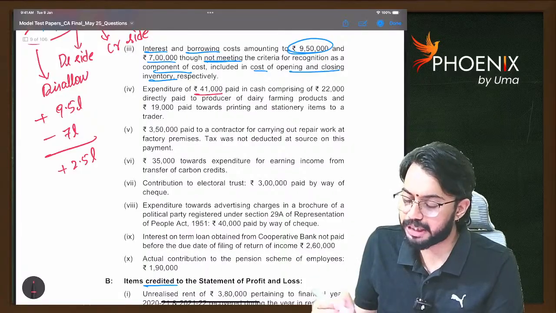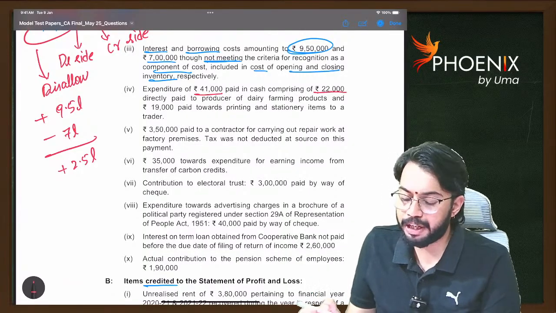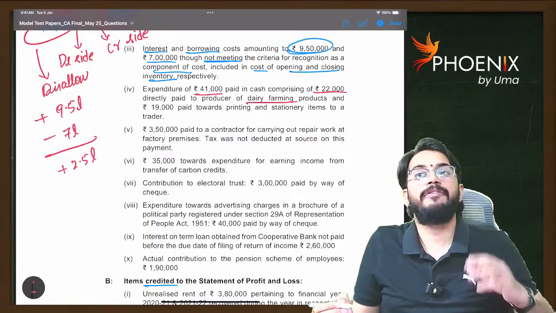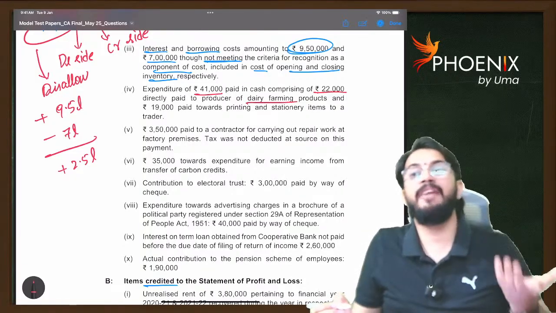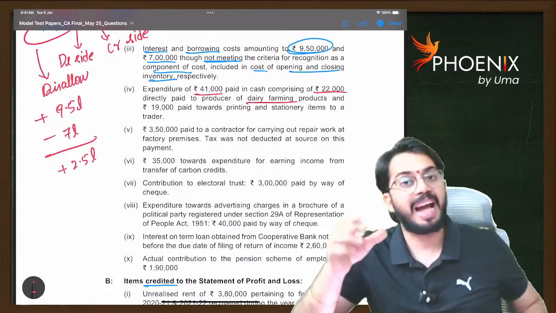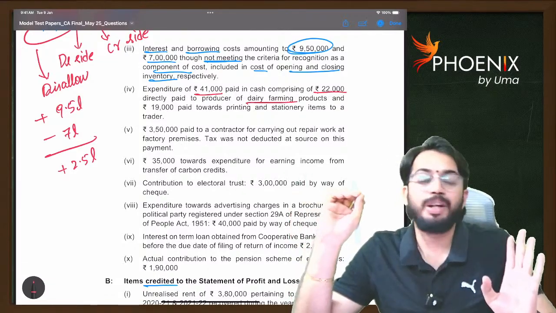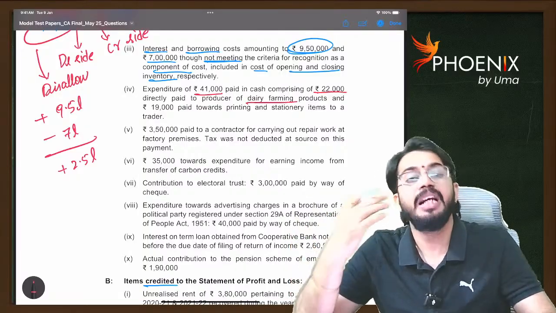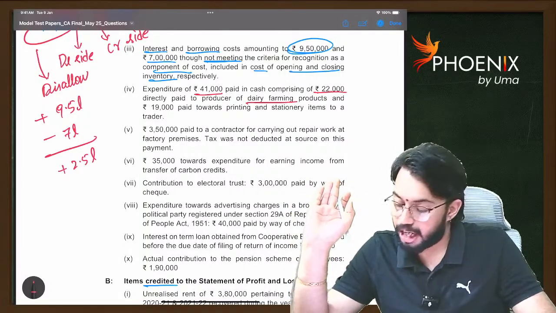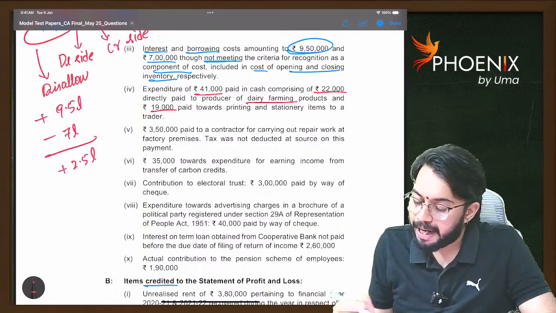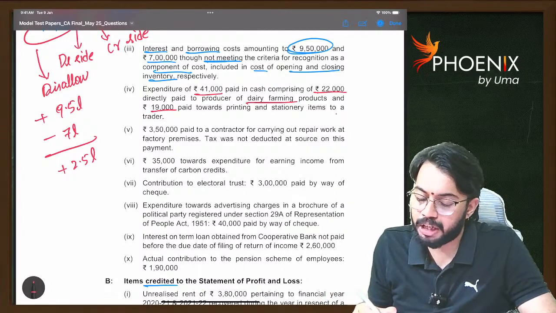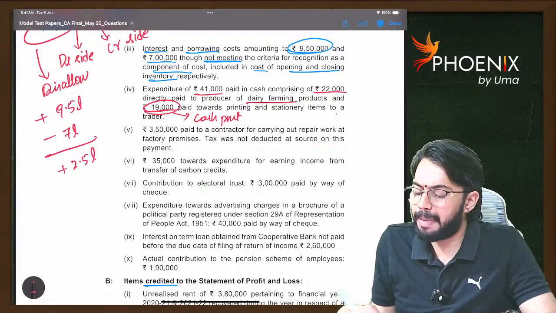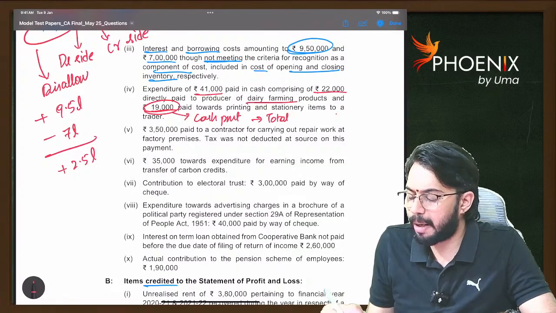Expenditure of 41,000 paid in cash comprising 22,000 directly paid to producer of dairy farming products. See, for agricultural produce purpose or for dairy farming, if you make cash payment, 40A(3) provisions are not applicable. Even though you make per person per day more than 10,000 rupees cash payment, still that expenditure is allowed as deduction. And 19,000 paid towards printing and stationery items to the trader. See, 19,000 cash payment was made. Total payment is disallowed. Am I correct? Total payment disallowed.